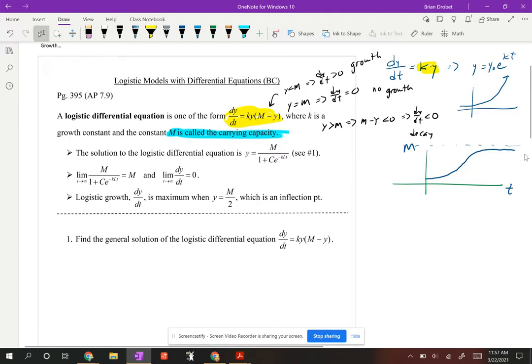If we had a situation where we introduced a population greater than the carrying capacity, you would just see a decay down to the carrying capacity.